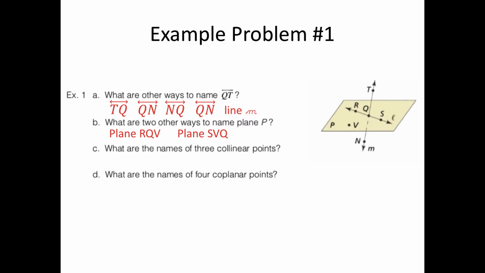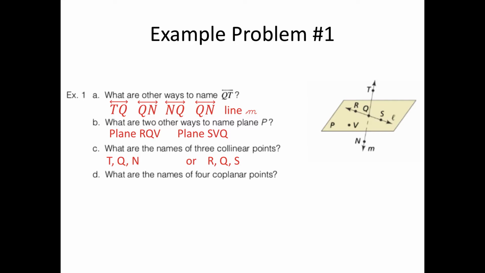Okay. What are the names of 3 non-collinear points? There's a lot of options here. I just chose some examples here. So T, Q, and N, right? T, Q, and N are collinear points right there. They all make this line, T, Q, N. Or R, Q, and S, they make a line right there.